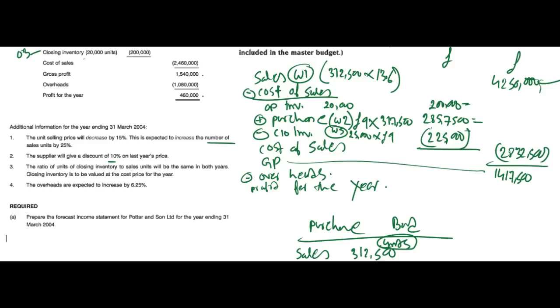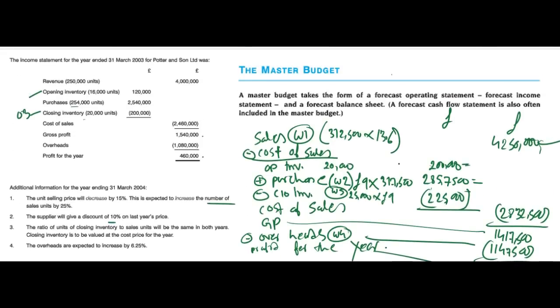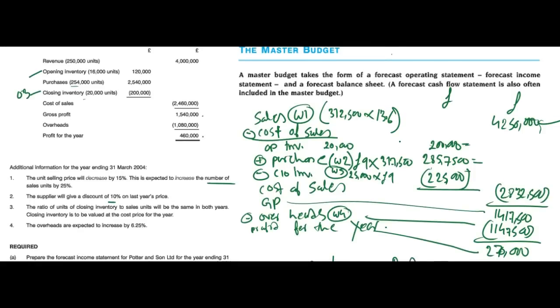And you had your overheads, we worked it out in number 4. 141,750 is the gross profit. Of that, if you remember, your overheads are 114,750. You take away, and get a profit for the year, which is here, 27,000. That's your profit, folks, and that's how you do the question of master budget income statement.